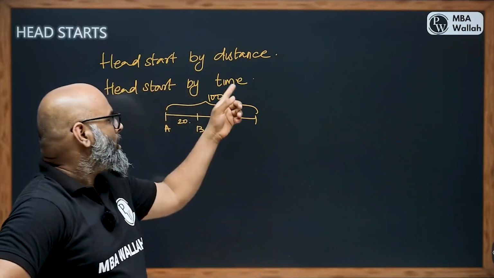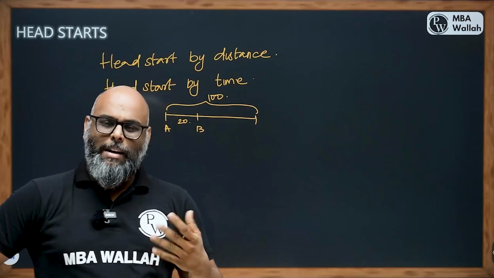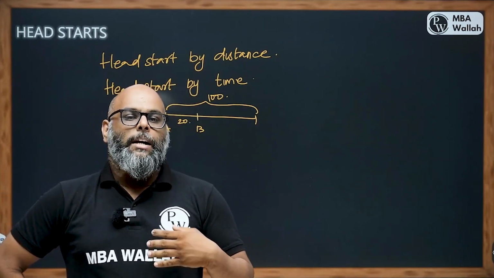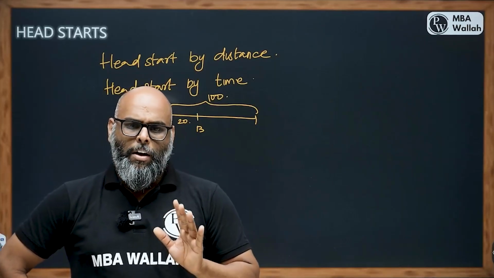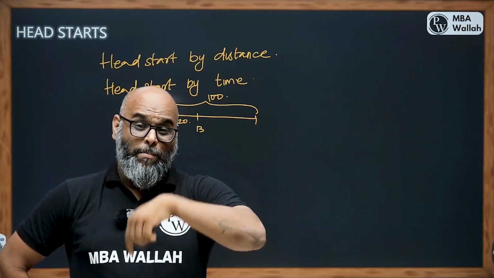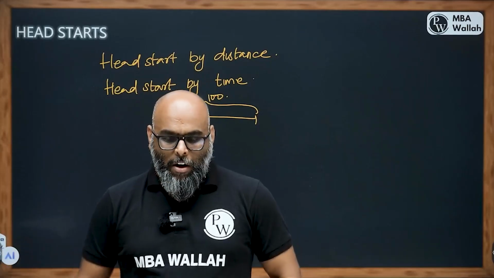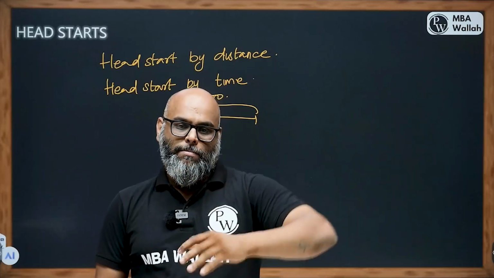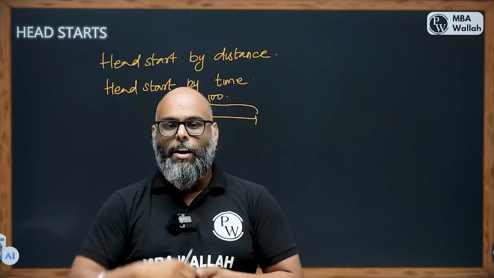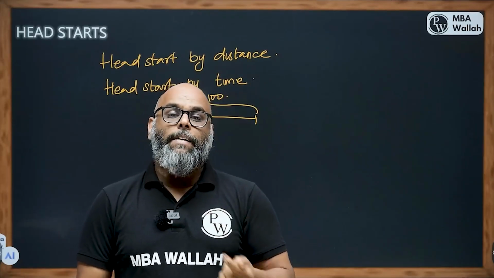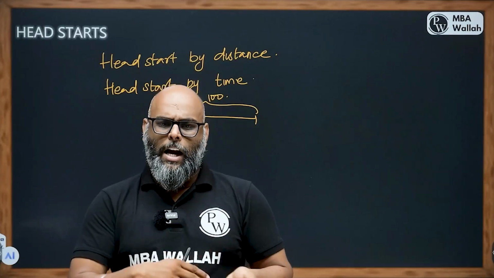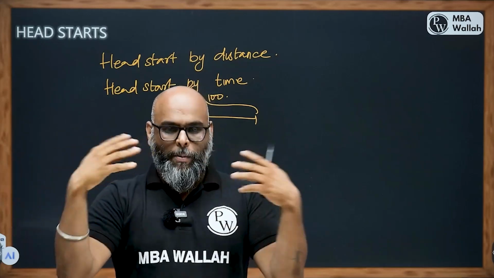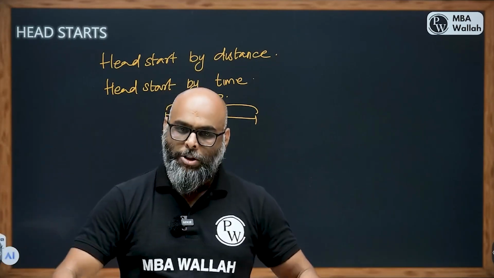And then there is something called head start by time. What is head start by time? Nothing fancy. You are giving an advantage of time. What do you mean by this? You let the person run ahead of you in time, very specifically. For example, the race starts, B starts running, 5 seconds later A starts running. That means A is giving B a head start of 5 seconds, or B received a head start of 5 seconds. Head start or start. Sometimes questions will say, B got a start of 5 seconds, which means B got a head start. So advantage again.